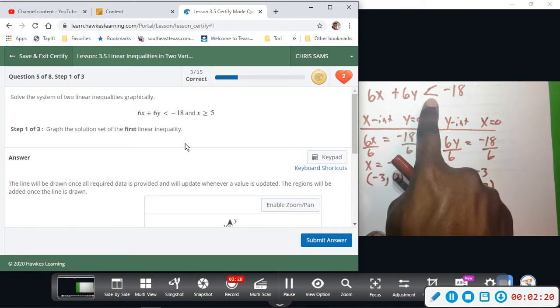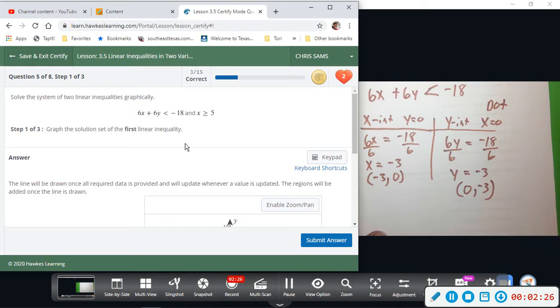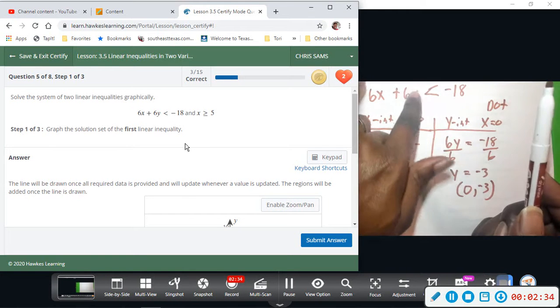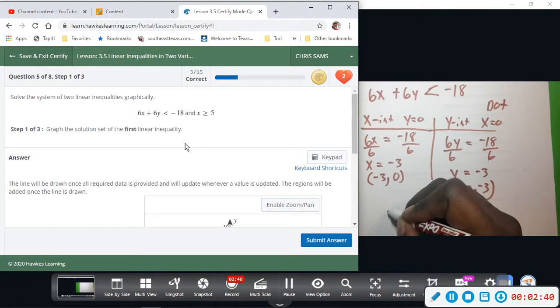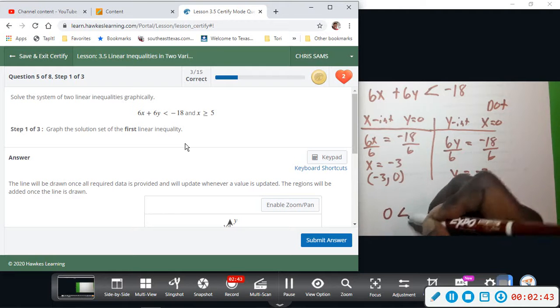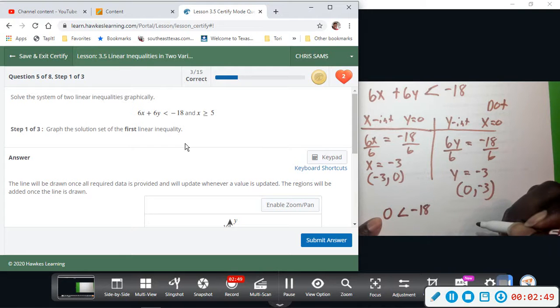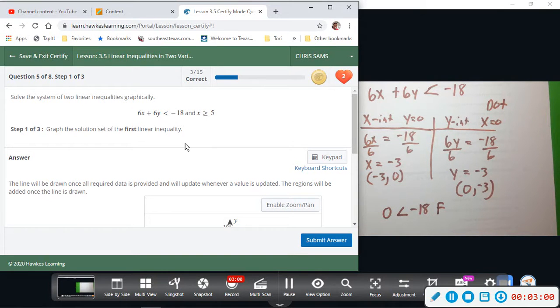Now, because we don't have an equal to, we're going to have a dotted line. And the way we determine if we shade above or below that line is if we plug in 0 for both x and y. So this is 0, this is 0. And we're looking at this statement: is 0 less than negative 18? If it is true, we shade towards 0. If it is false, we shade away from 0. 0 is actually greater than negative 18 because negative 18 is farther to the left. So this is false. So we will shade away from 0, 0.